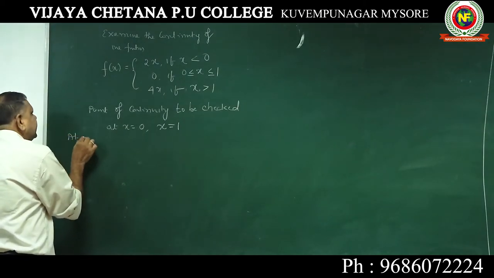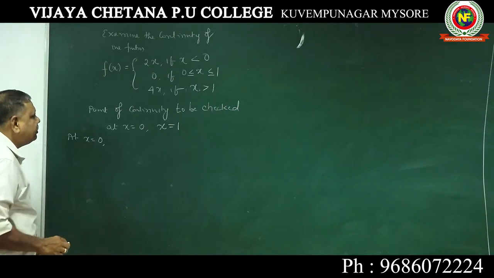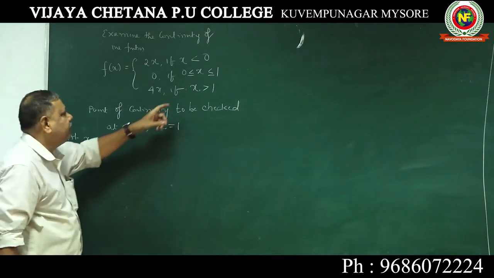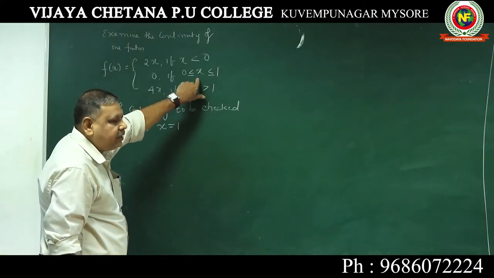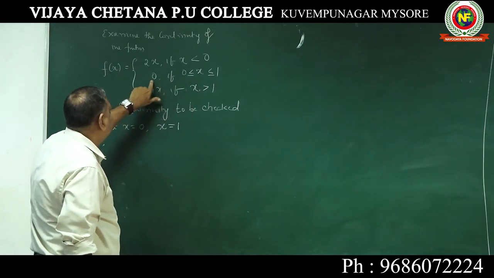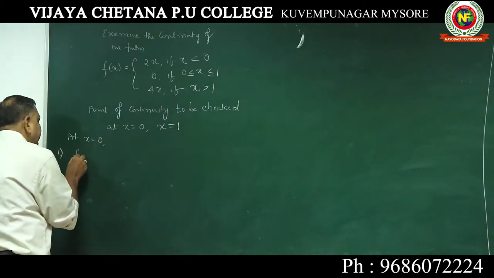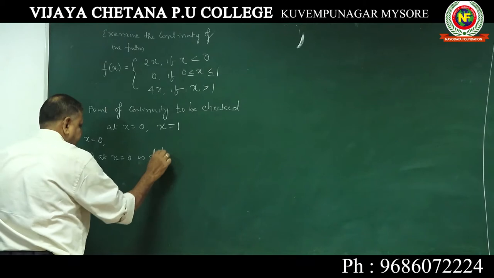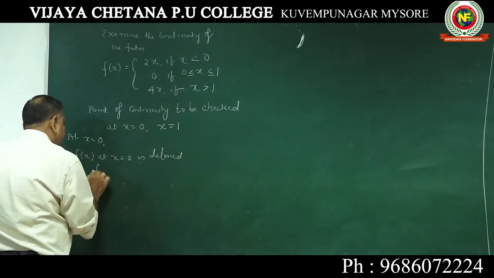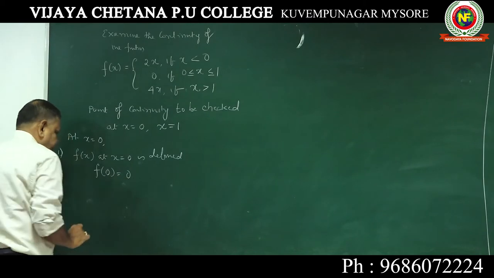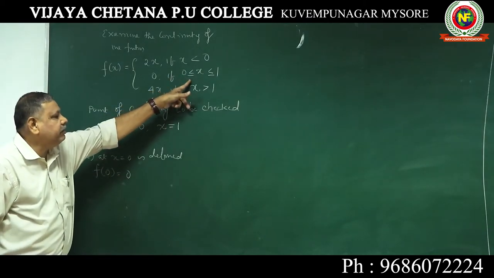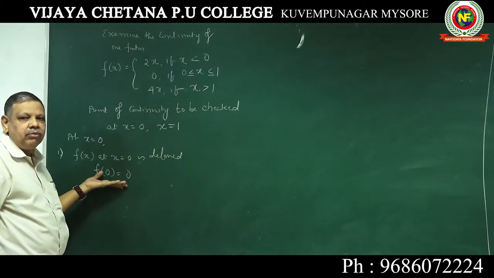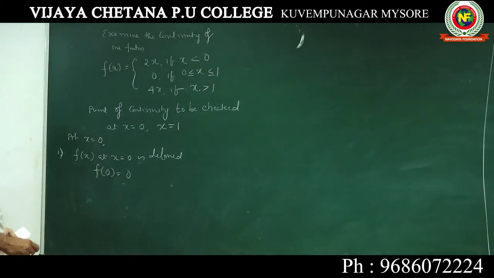First we take the first case, at x equal to 0. The first condition is whether the function at x equal to 0 is defined. Definitely, 0 less than or equal to x is given, so it is defined, and it is 0. So first thing you should write: f of x at x equal to 0 is defined or exists. That is, f of 0 is 0.